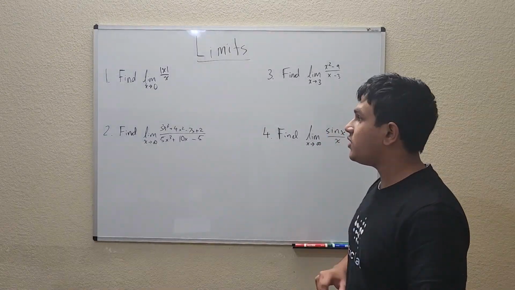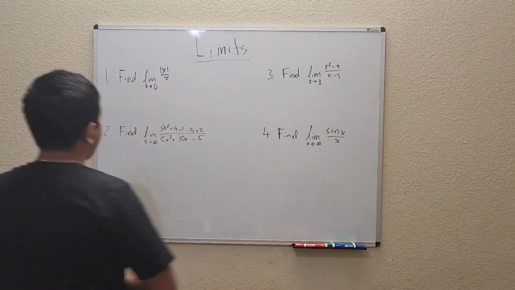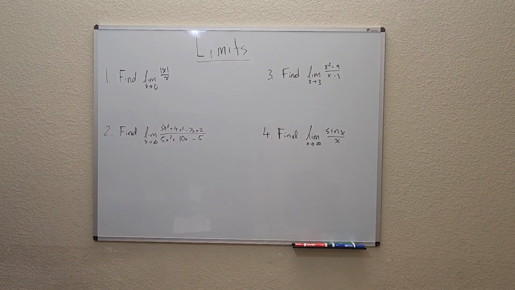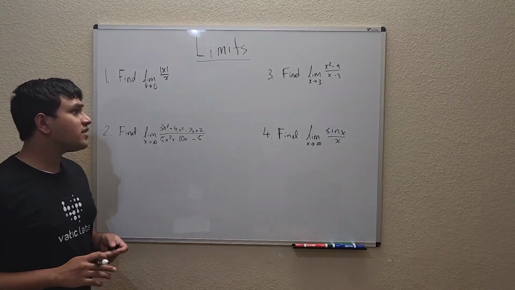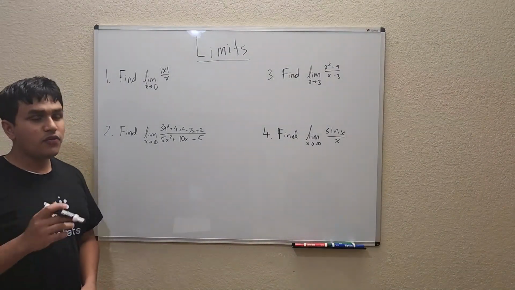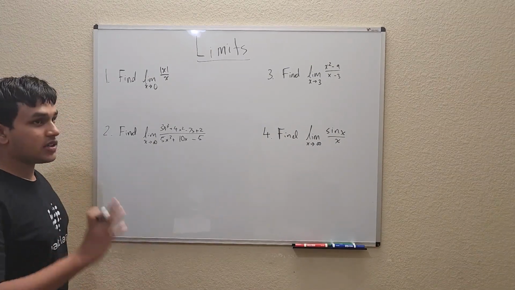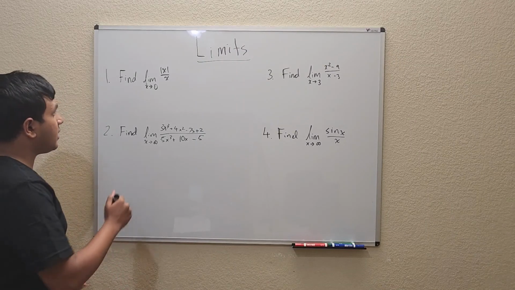Okay, so now let's do these limits using what we know about limits. Find the limit as x approaches 0 of absolute value of x over x. Now, one thing you really have to know about limits is that in order for a limit to exist, it has to approach that limit from the positive side and the negative side. And here's how we write that.